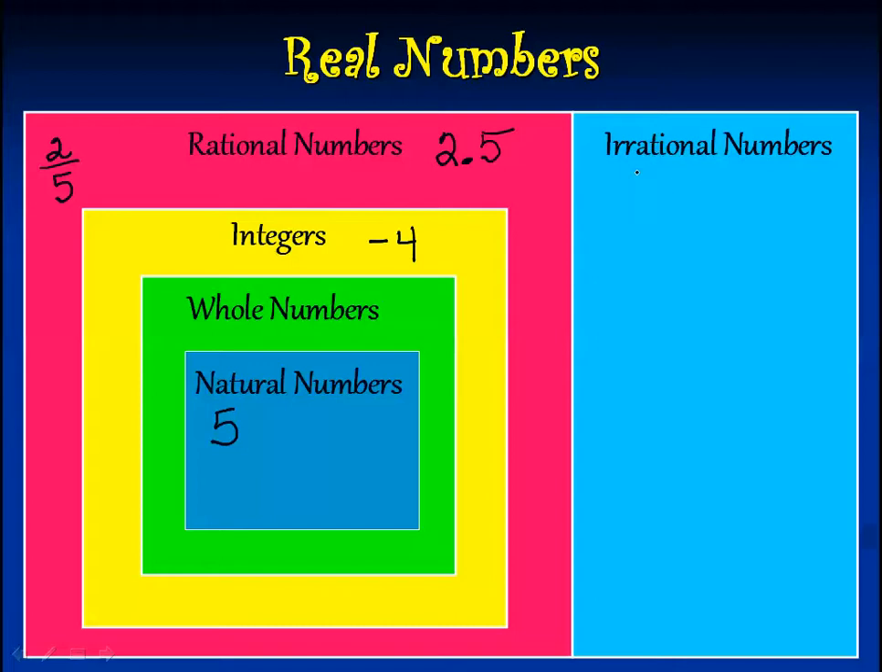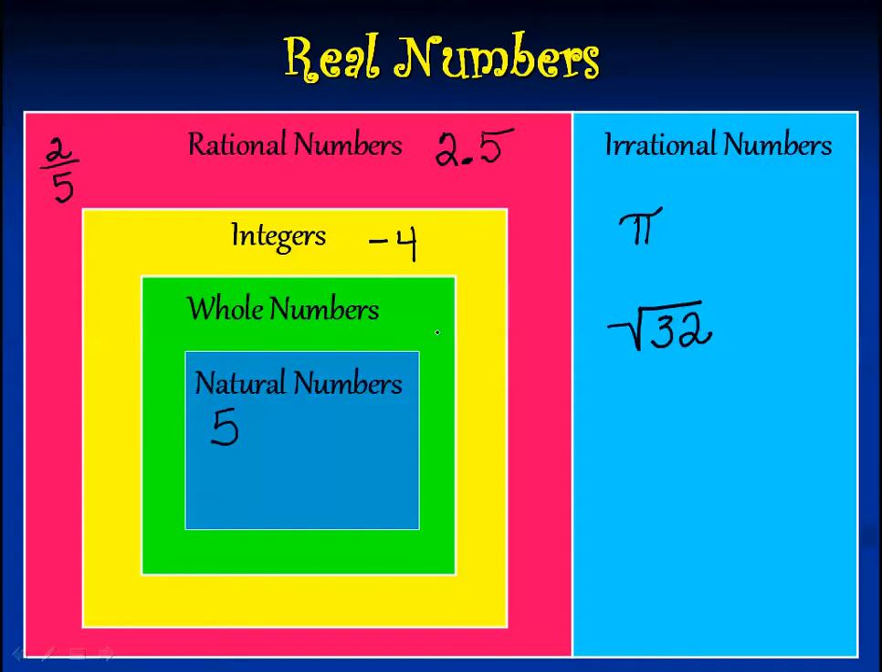Irrational numbers would be non-terminating, non-repeating decimals. This is a common irrational number that we know. Pi. It's 3.14159 and it just keeps going and going. That's an irrational number. The square root of 32. 32 is not a perfect square, so the square root is a non-terminating, non-repeating decimal. That would go there. We've left one box blank, and that's our whole numbers.